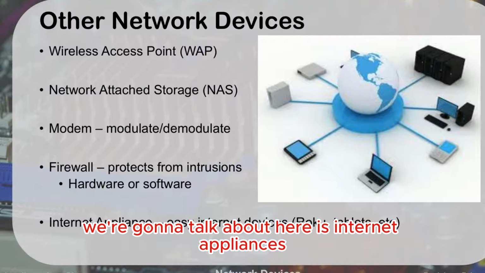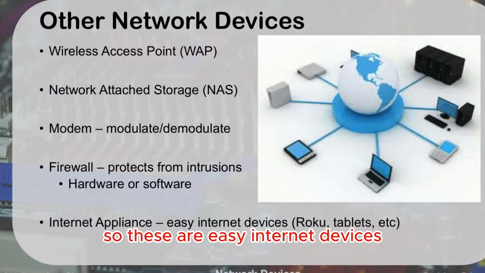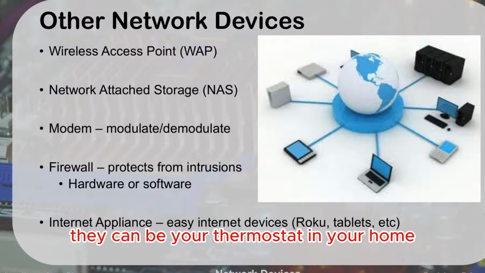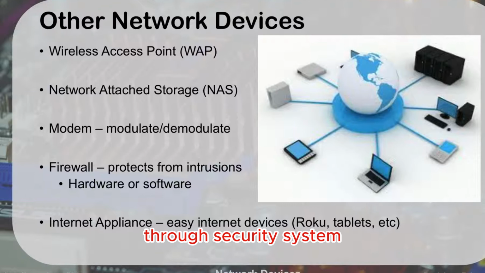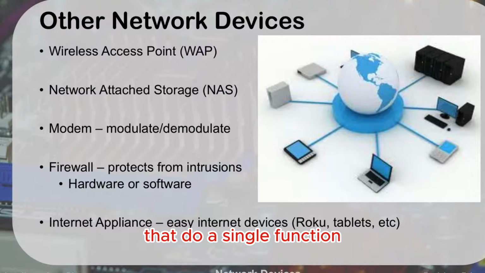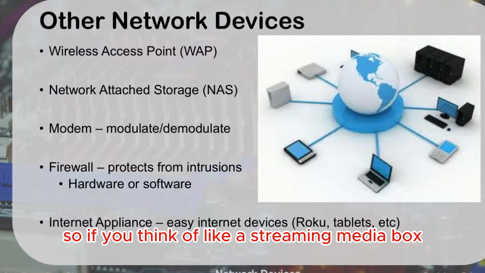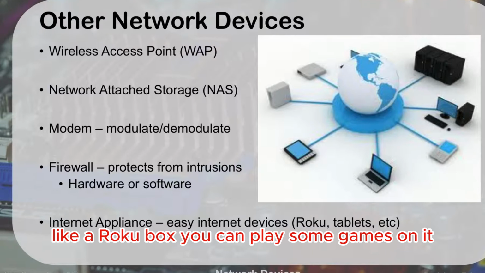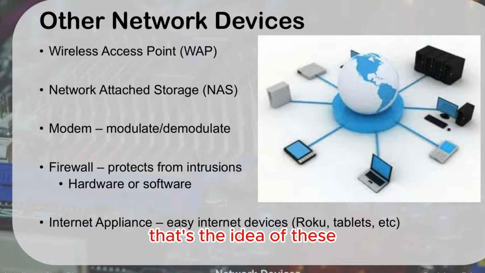And then the last thing we're going to talk about here is internet appliances. These are easy internet devices. They can be tablets, they can be your thermostat in your home, they can be web cameras throughout your home for your security system. They could be something like a streaming media player like a Roku or a Netflix box. These are all considered internet appliances. They're basically mini computers that do a single function or just a couple of functions, right? So if you think of a streaming media box like a Roku box, you can play some games on it, you can watch some TV on it. That's about it, right? That's the idea of these.